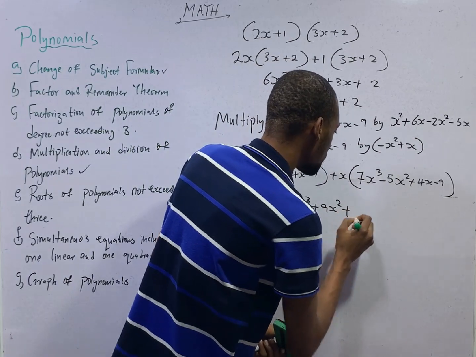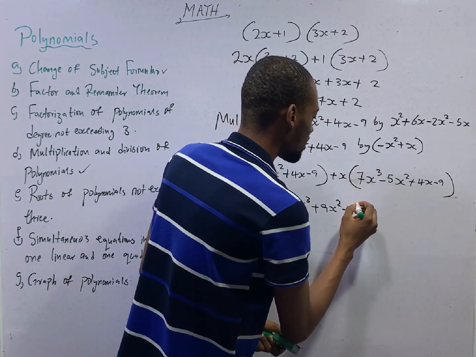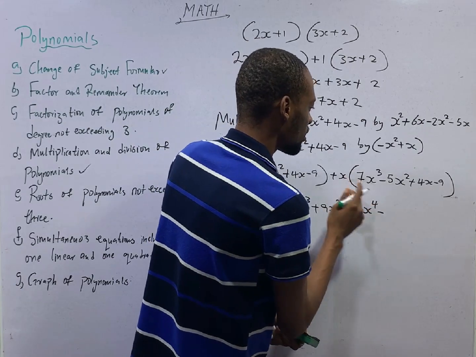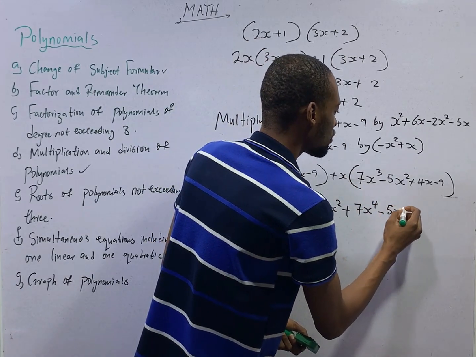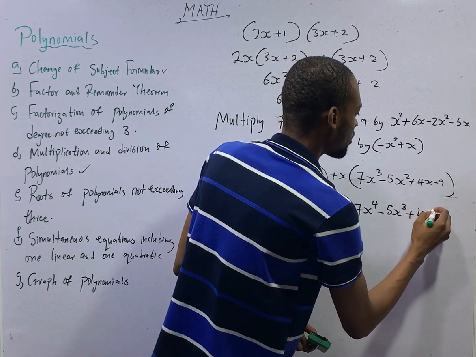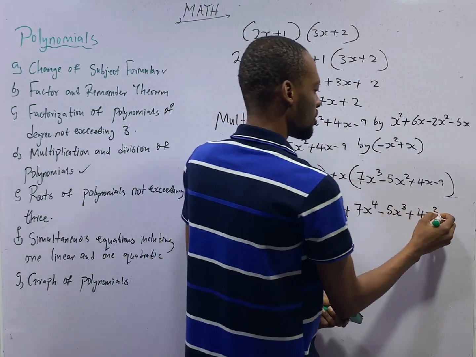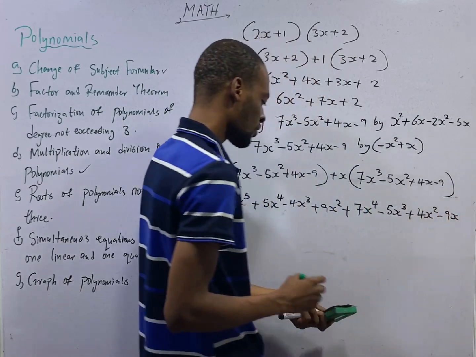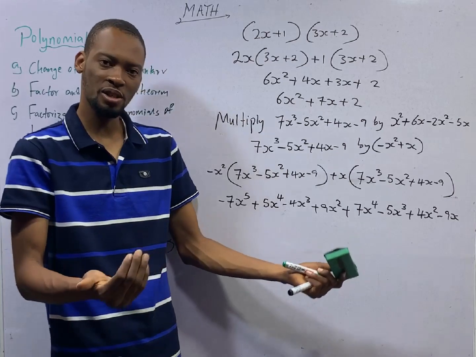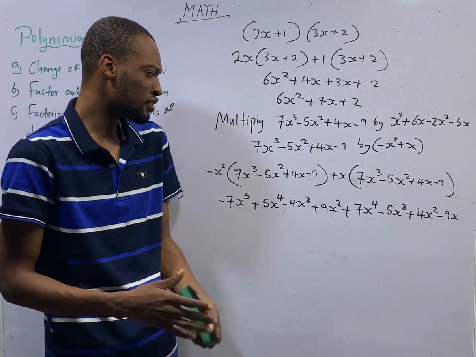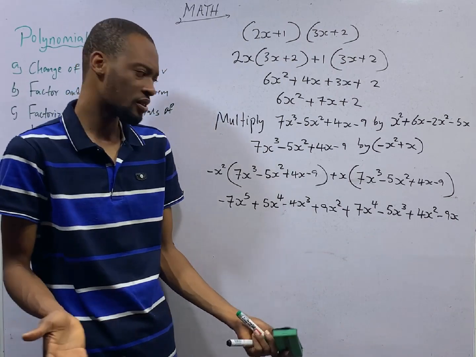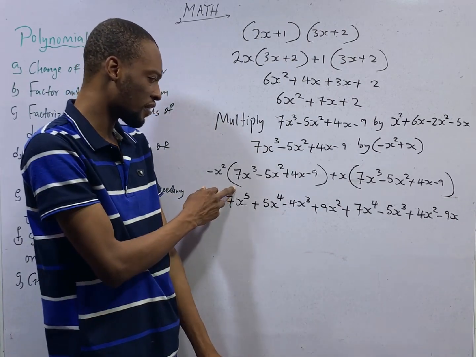So here is plus s times 7s, that is 7s raised to the power of 4, minus 5s raised to the power of 3, plus 4s squared, minus 9s. So food is ready. This takes us back to simplification, and simplification involves basic addition and subtraction. We start with the highest degree. This polynomial is of degree 5.